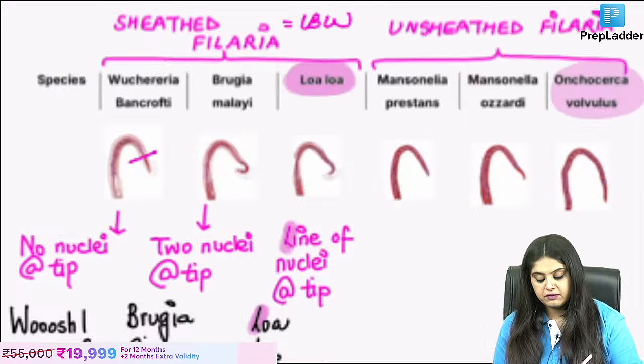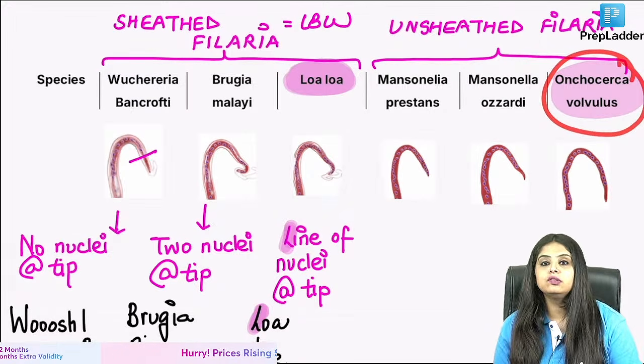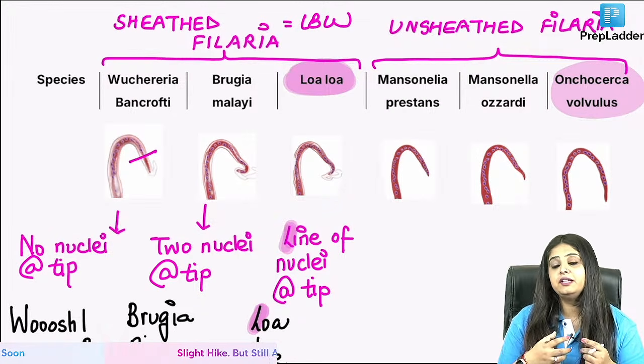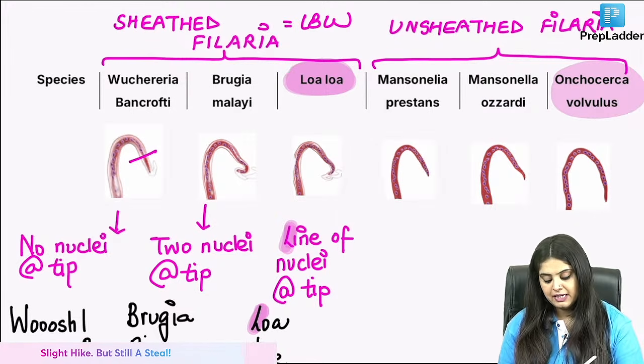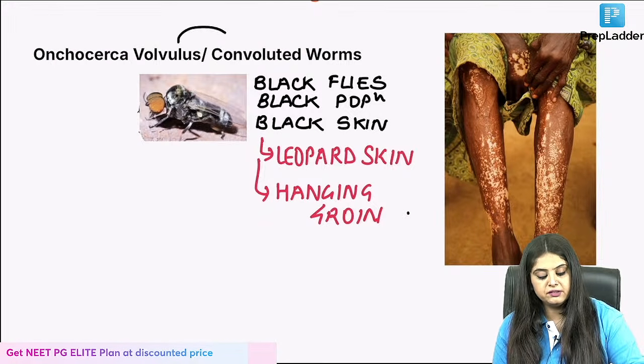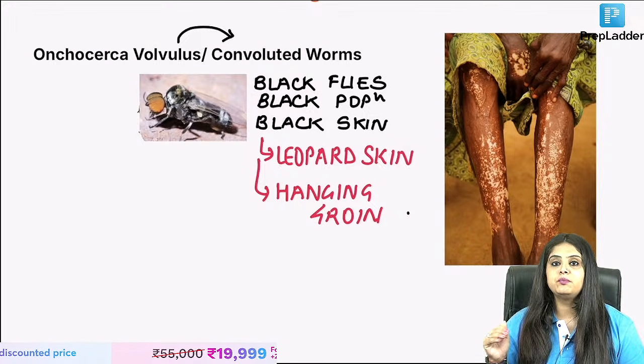Now coming to the next one, एक मैम ये बता दो, what does onchocerca volvulus? Volvulus tells me something गोल is happening, so this will be convoluted worm. That is the other name of onchocerca volvulus. It is गोल means it is a convoluted worm. इसमें सब कुछ black.